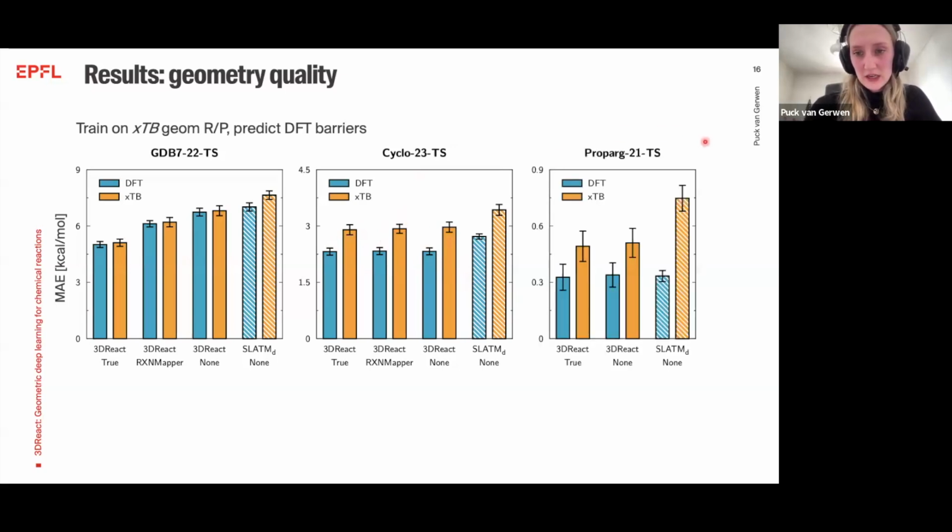And then the most challenging case, the Proparg data set, again, you do see a performance loss, so it makes sense that it gets worse the bigger the molecules become. But you can also always see that 3D-React is much more stable than, for example, these fingerprint methods to changing the level of theory of the geometries. So we thought this was quite satisfying because it will lead to a much more practical model. So it's good that we see this reduced sensitivity.